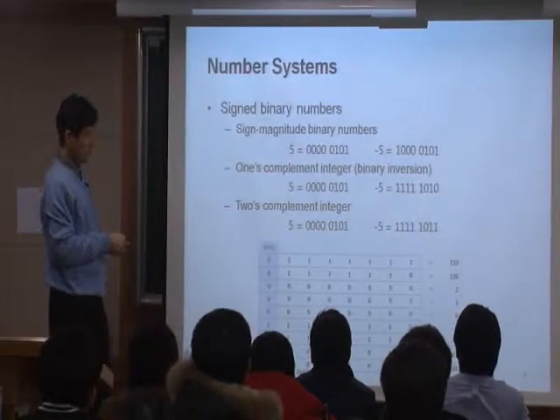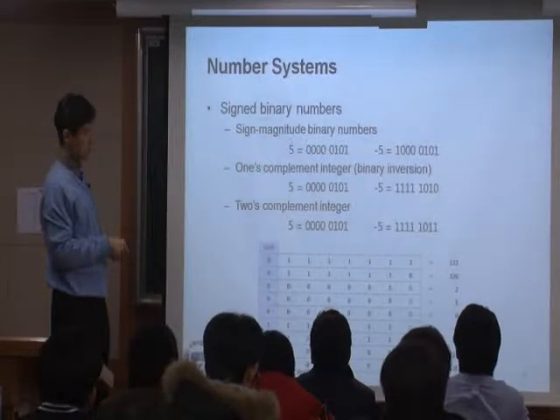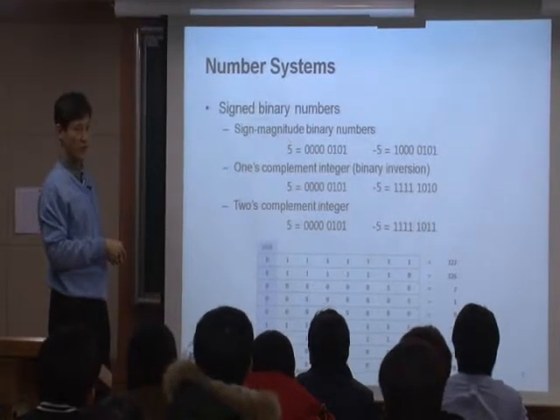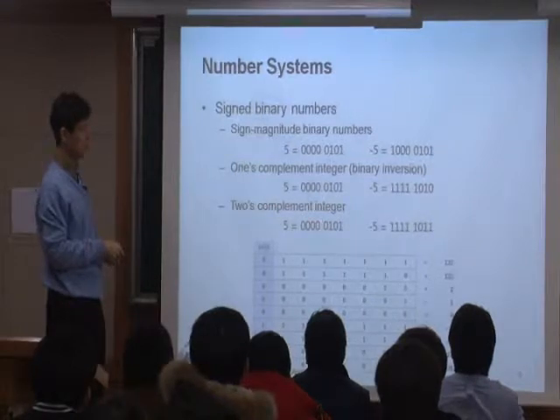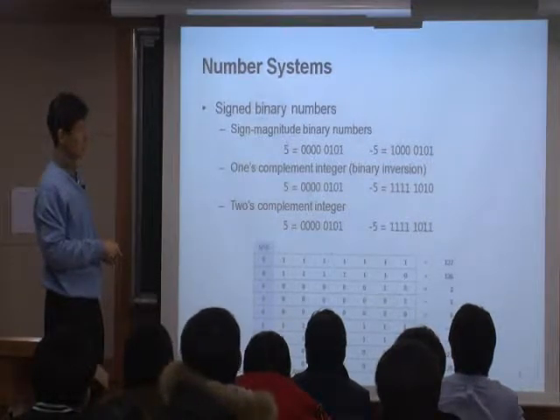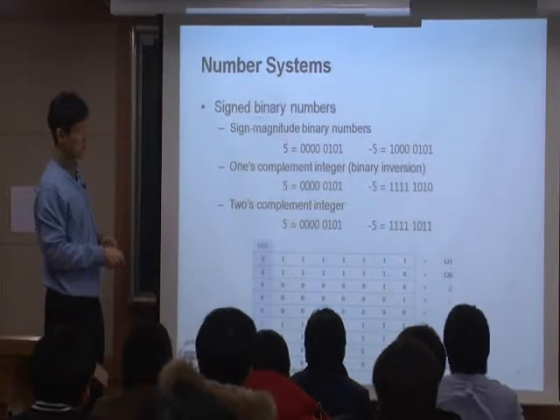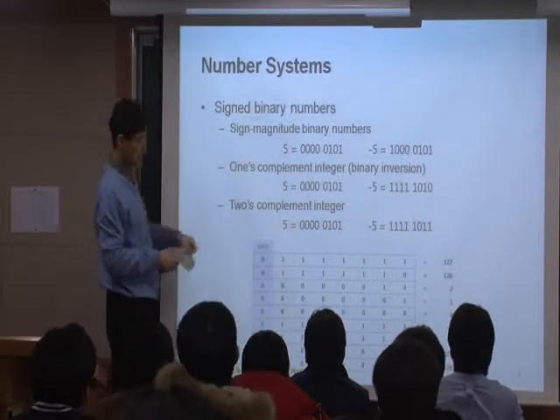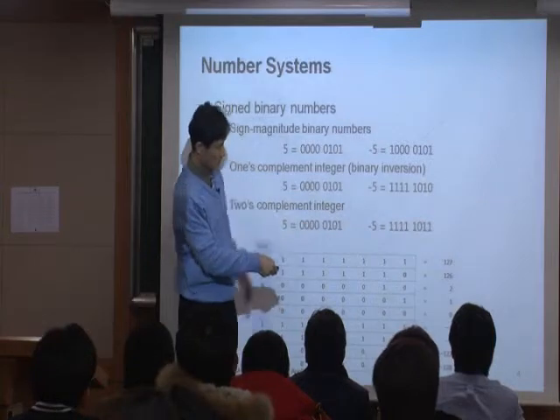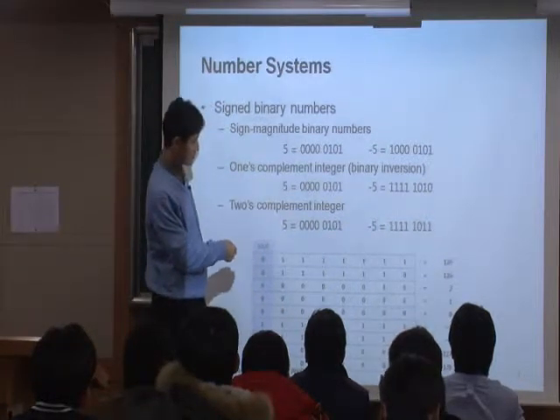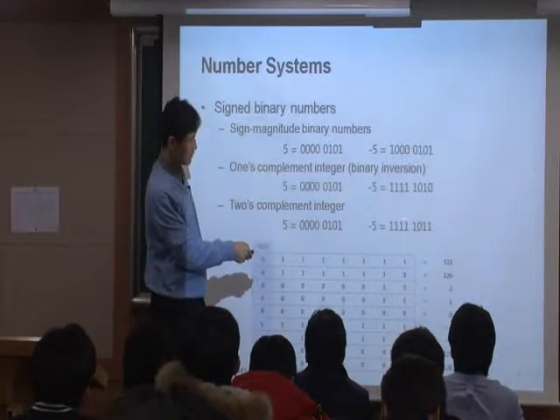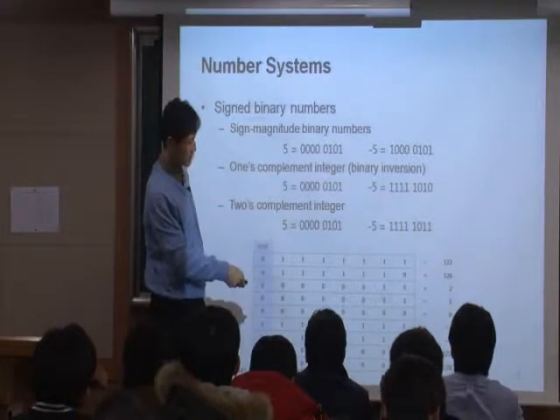So suppose we use a 2's complement integer, which is the most common way of reading the integer value. Then we have this much of range, since we have 8 bits. This is the positive number, this is the negative number, so we have this much of range.